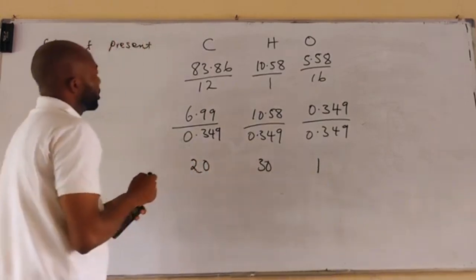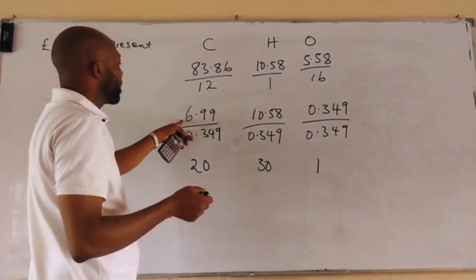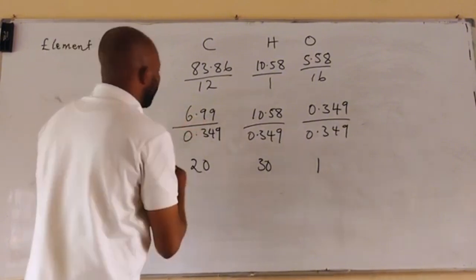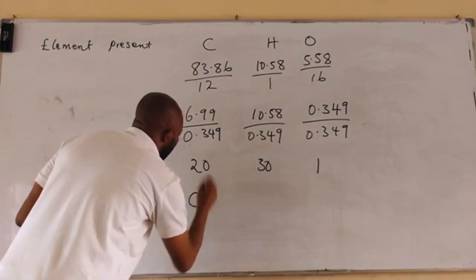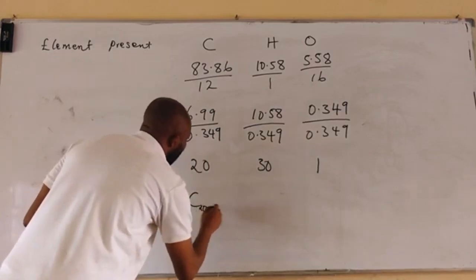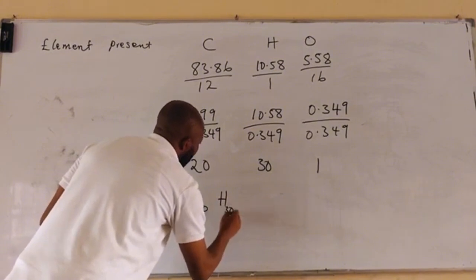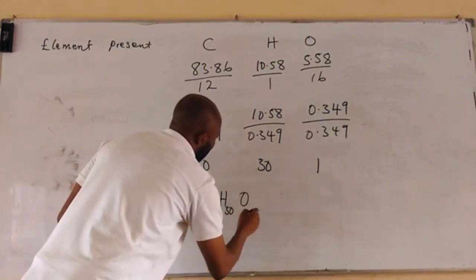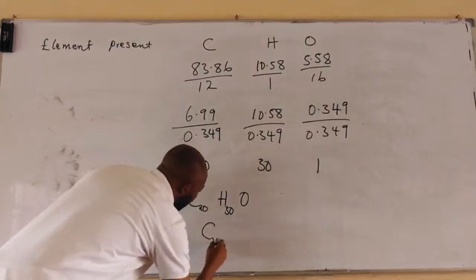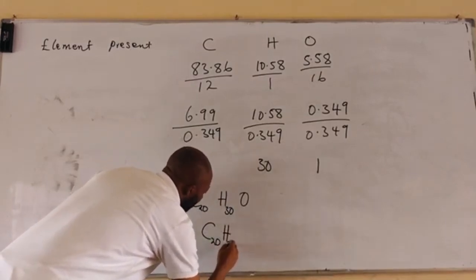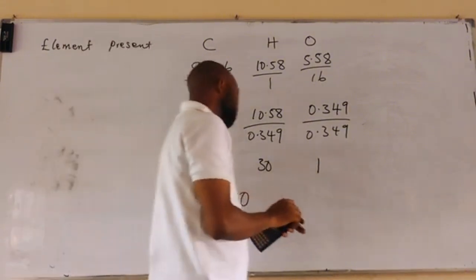So first we divide by the relative atomic mass, then we divide by the lowest, and we have this. So carbon is 20, hydrogen is 30, and oxygen is 1. Therefore C20H30O is our simplest formula.